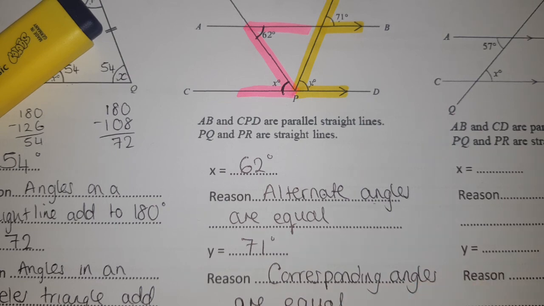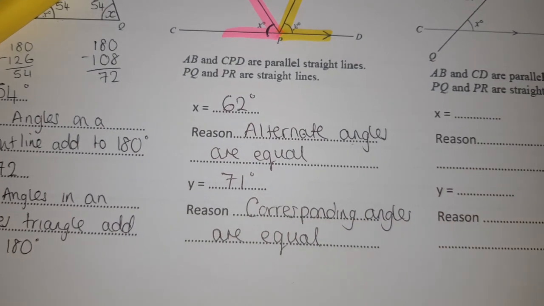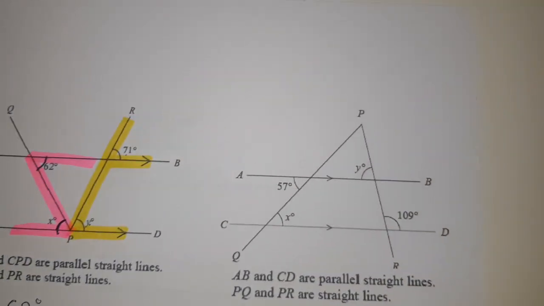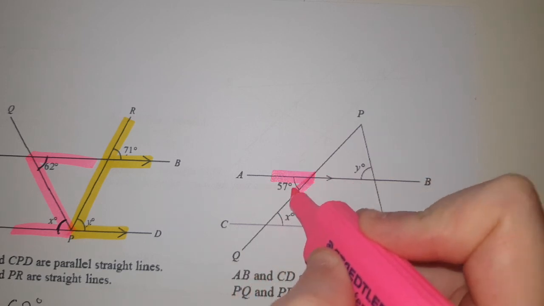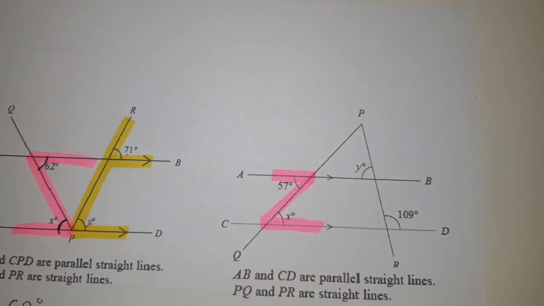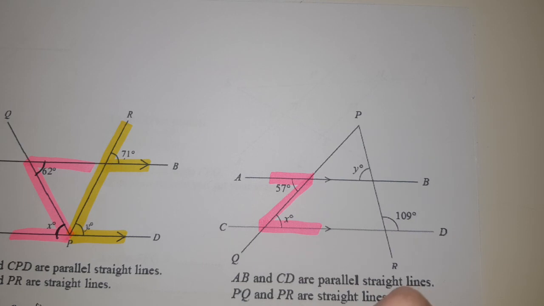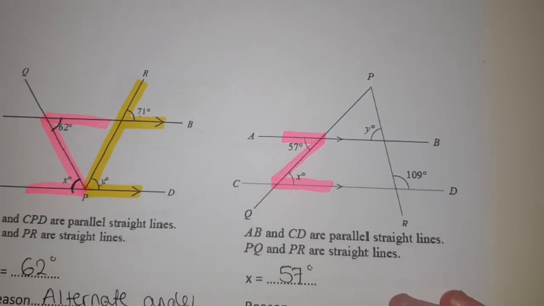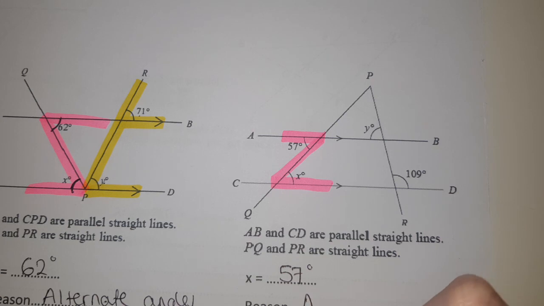Because obviously when you get to supplementary, so that's the one where we draw a C shape, they add to 180. They're not equal. So you need to state whether they're equal or whether they add to 180. On this one, what we've got is a few different things. X should be nice and easy to find. Again, you've got that Z shape. So we can say that angle X is 57 degrees. Okay, and you can put, because alternate, sorry, lost my spelling there, alternate angles are equal.